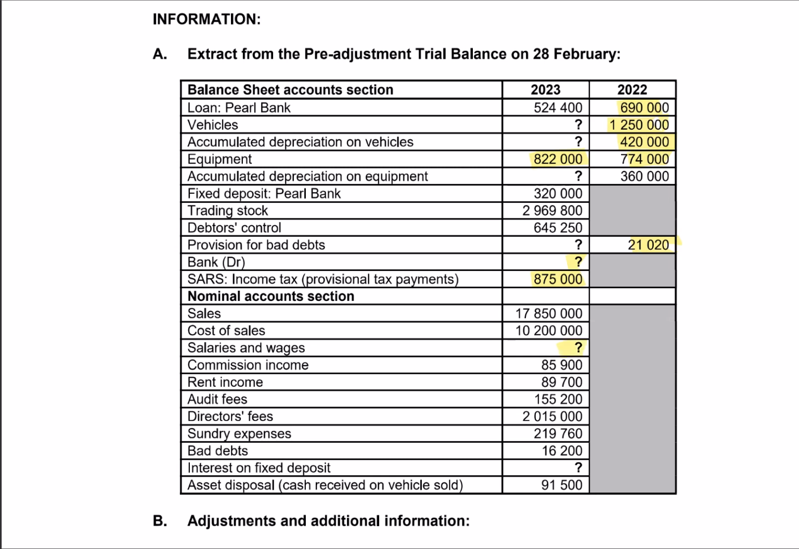Commission income 85,900. Rent income 89,700. Audit fees 155,200. Directors fees 2,015,000. Sundry expenses 219,760. Bad debts 16,200. Interest on fixed deposit, question mark. Asset disposal, cash received on vehicle sold 91,500.